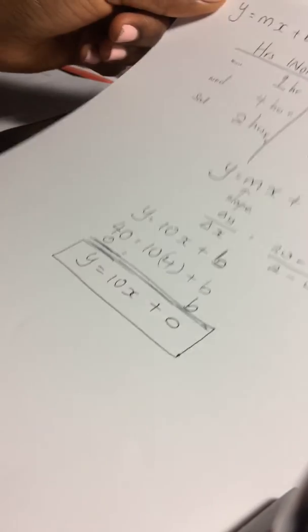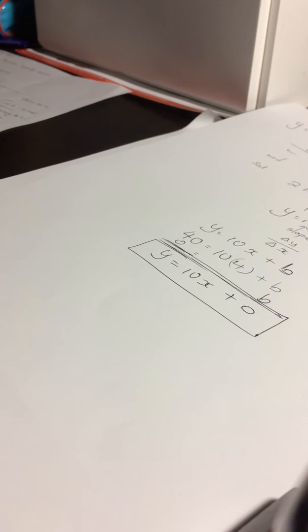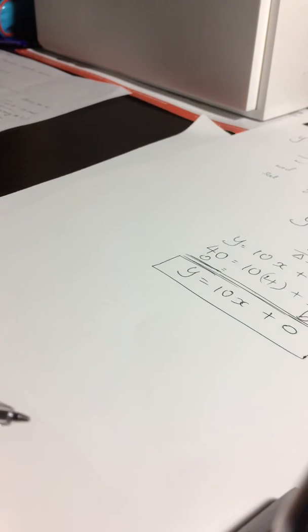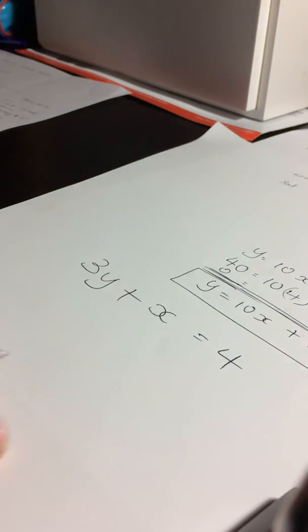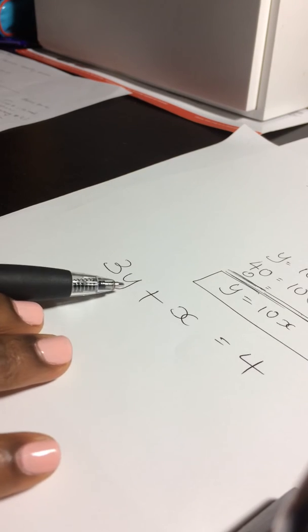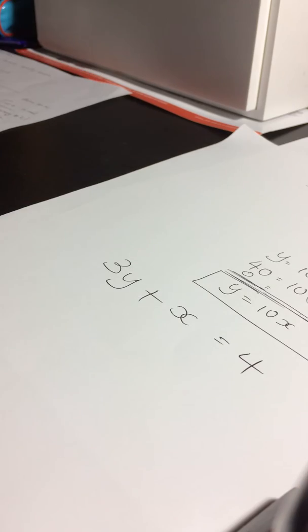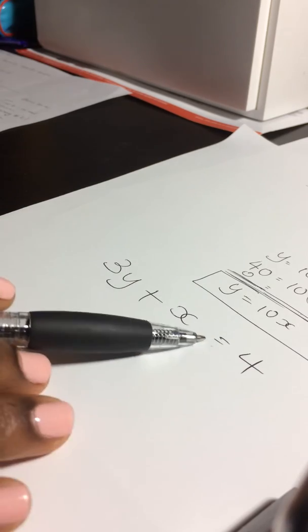Sometimes you might be presented with a form for a different equation but of the same slope-intercept form. It might be presented like 3y plus x equals 4. Don't be scared, because it's the same form. We have an x, we have a y, we have a constant. So what you need to do is simply rearrange this to match the form y equals mx plus b.